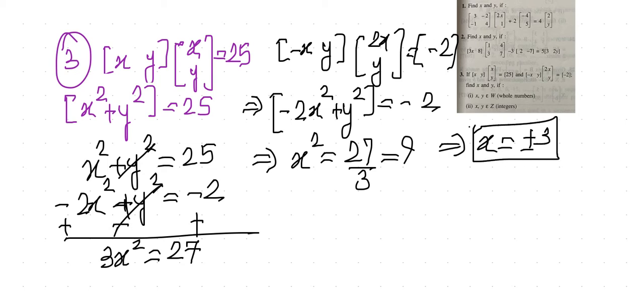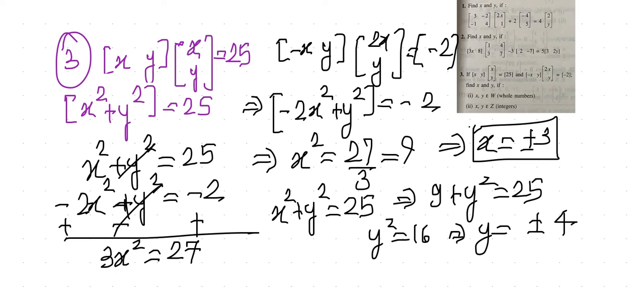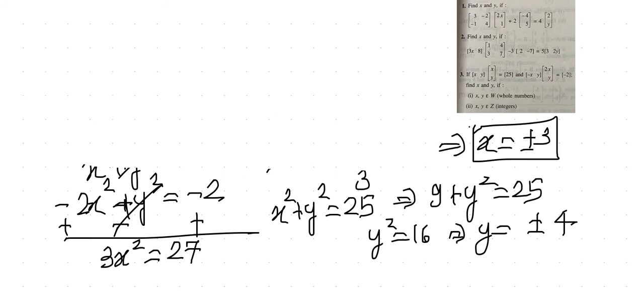Now if you replace this value to find the value of y, what are you getting? x square plus y square is equal to 25. So this implies, see, x is plus minus 3, so x square is 9. Write down 9 plus y square is equal to 25. So y square is equal to 16, so the value of y that you are getting is plus minus 4. So these are the values that you are getting. What will you be writing down now, children? You will write that the value of x is plus minus 3, and for y, the value is plus minus 4.